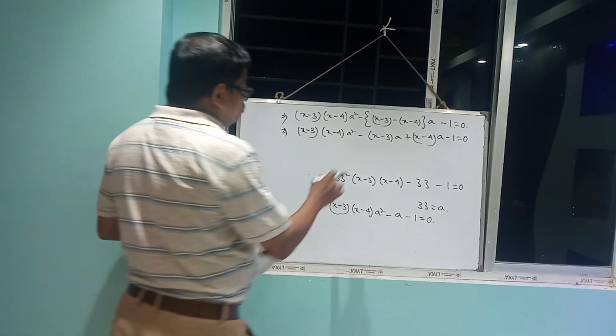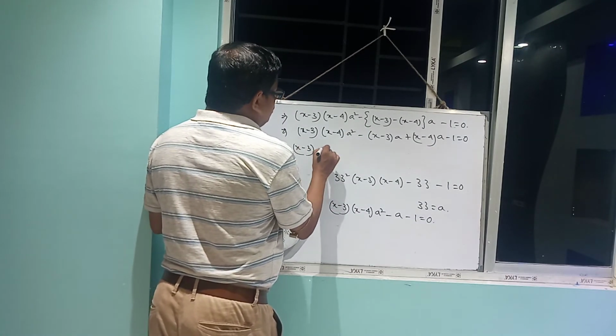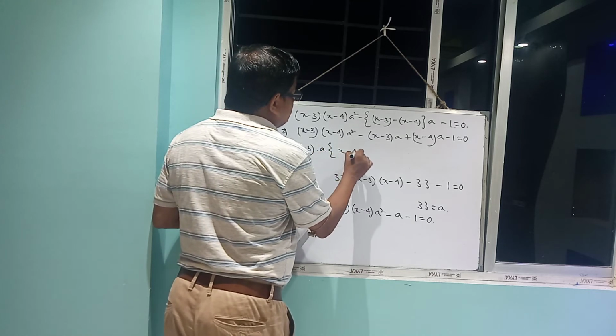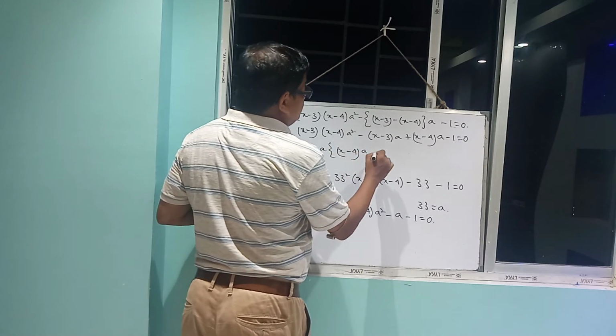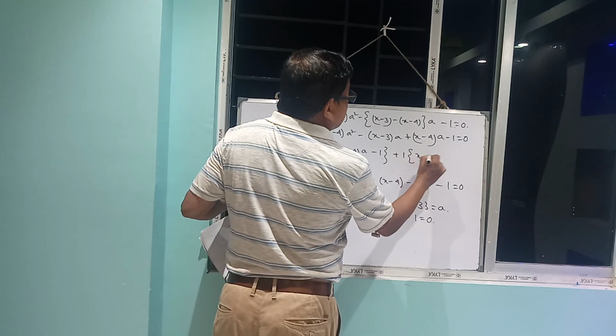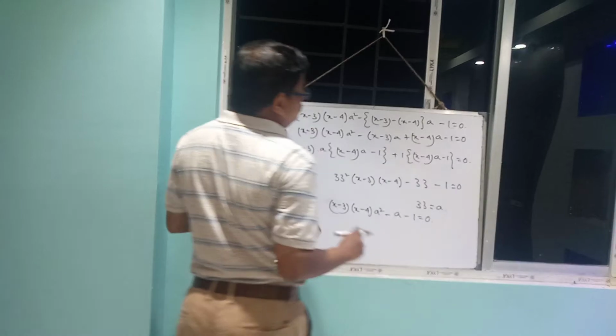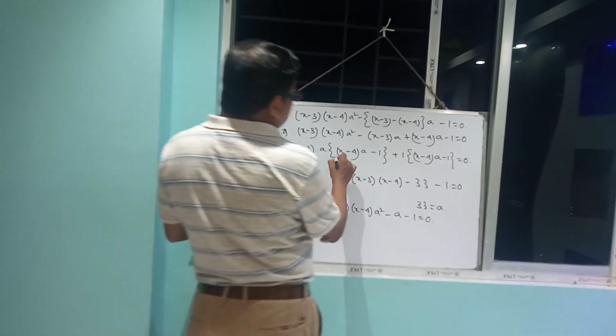Okay. Now put here (x minus 3) and a common, so the remaining part is (x minus 4) into (a minus 1) plus 1 here, (x minus 4) into (a minus 1) equal to 0. Okay. Now see, both are the same now.